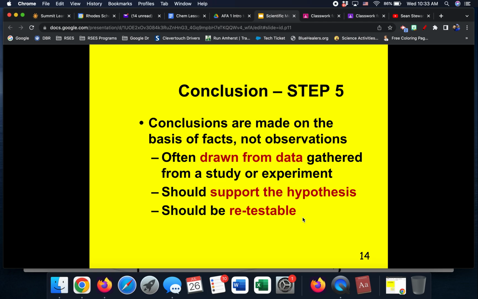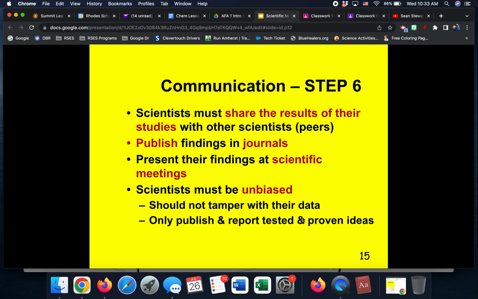You should be able to get those results repeatedly. Other people should be able to get those results through this step. Step 6 is communication. You have to share your studies with others in scientific journals. The reason being is scientists should be able to repeat what you've done. So if you think you've discovered something, you list how you did it, what you did. Other scientists do the same thing, and hopefully they get the same results, because then they're supporting your conclusion.